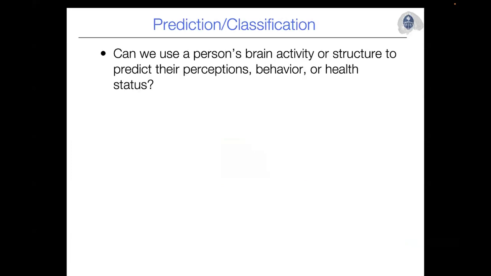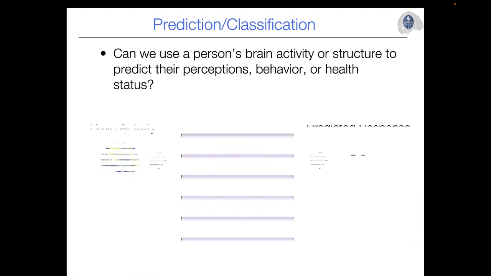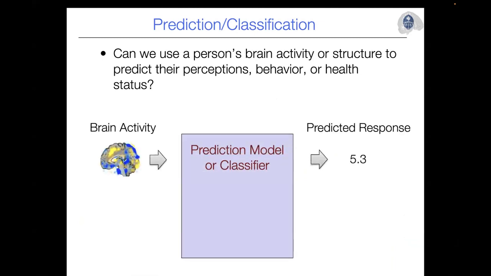The third and final thing that people often use this type of data for is prediction and classification. Can you use a person's brain activation or their structure to predict something about them? Can you look at a person's brain activation and say, is this person in pain? Does this person have schizophrenia, or is this person at risk for Alzheimer's disease? Those are the things that people are interested in, and this becomes a machine learning problem. And here you can imagine putting in brain activation to some prediction model or classifier, and then getting some output.